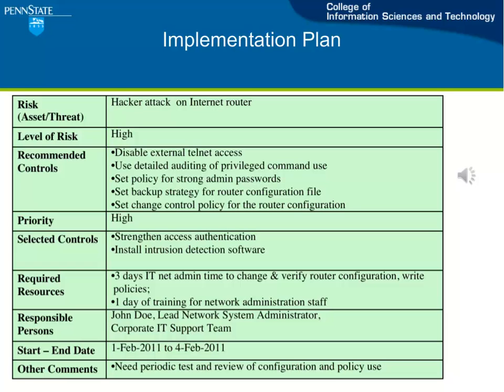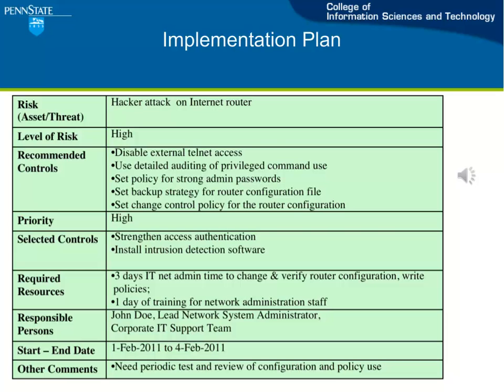It identifies the level of risk as being high. It says who's going to be responsible. In this case, John Doe. John Doe's responsible for a lot of things, but you get the point. It gives the timing. It gives some of the resource requirements.